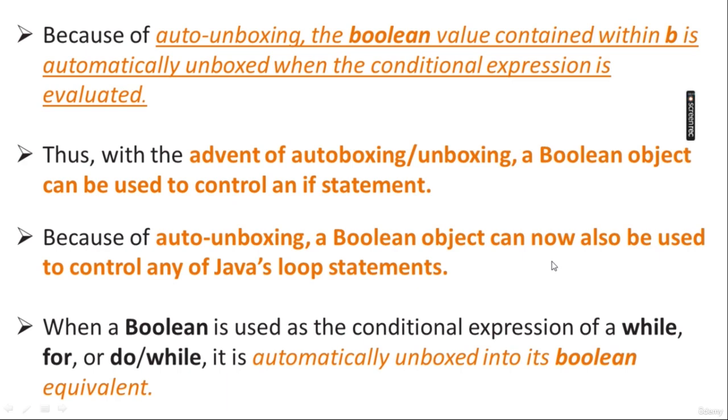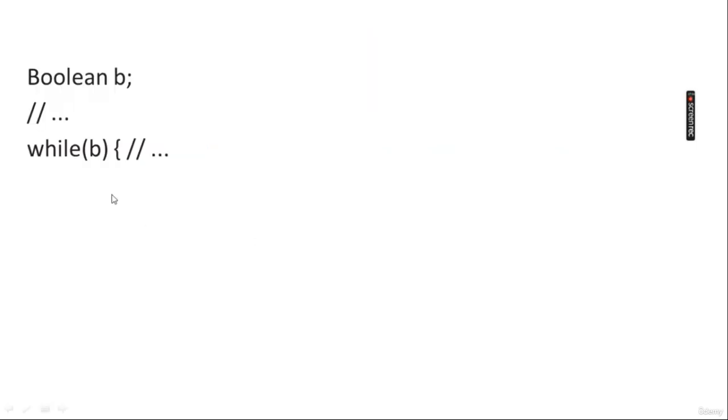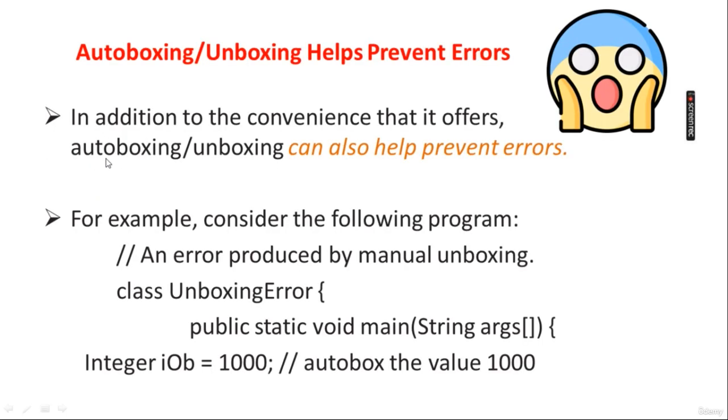Why? Because a conditional expression should evaluate to true. Unless and until the condition is true, your code will not be executed. But that is done easily because of the Java compiler's auto unboxing feature. Boolean B, while B. This B you can directly pass over here, and it will be automatically unboxed to the boolean primitive type. Now, this will also prevent errors.